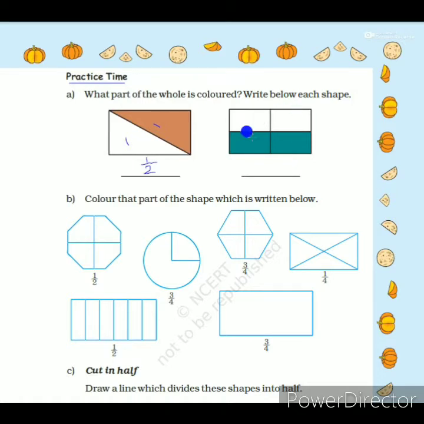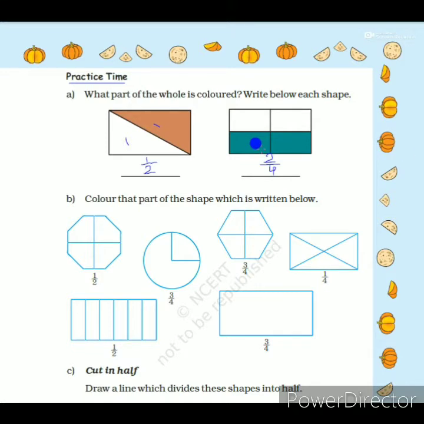The next one is also a rectangle, but here it is divided into 4 equal parts. Among those, two small rectangles are colored in green color. So we can write 2 by 4. This is also actually half of this rectangle. It is divided into 4 equal parts, out of that 2 parts are colored. So we can write this fraction as 2 by 4.